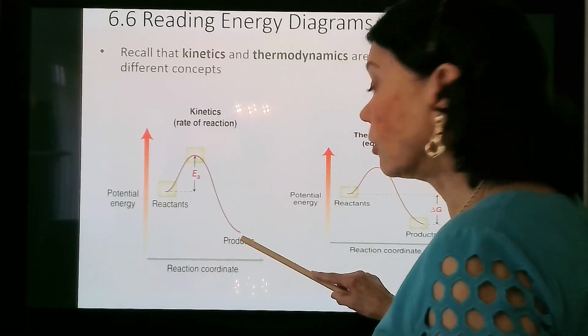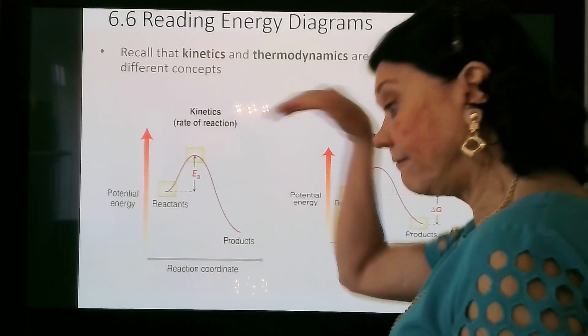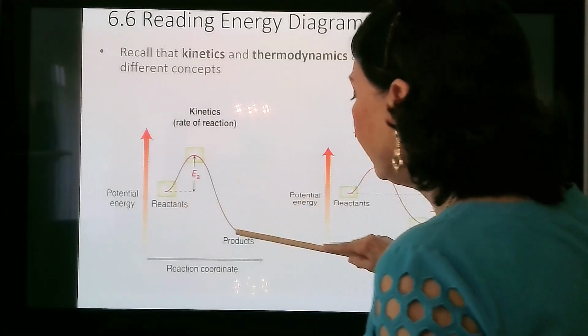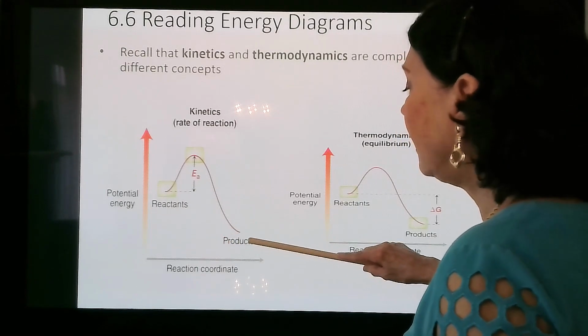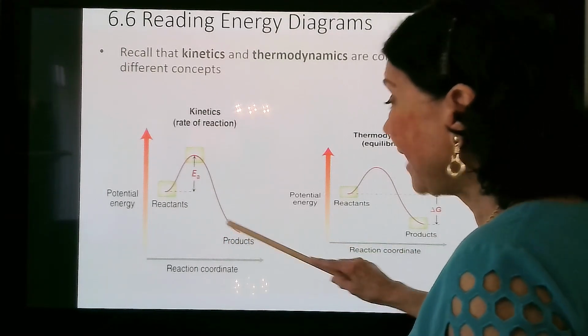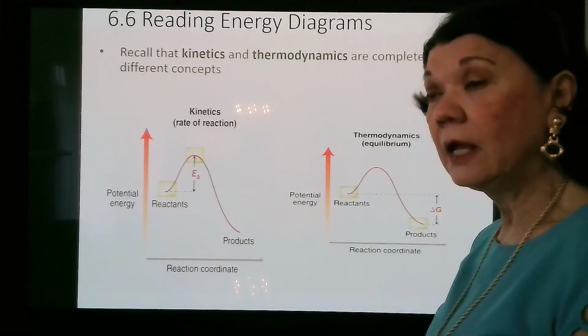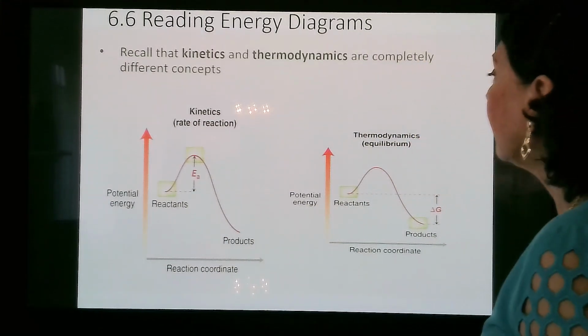Sometimes this is called an energy well, because it's just like falling down a deep well. So they go over the barrier and down, and then they get trapped here. They cannot go back. This is a kinetically controlled reaction. It is not an equilibrium.